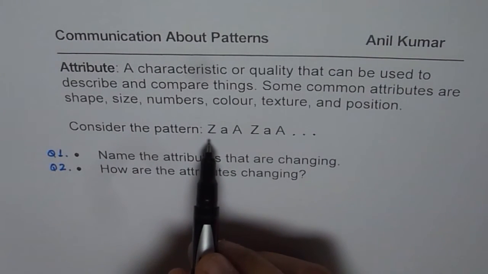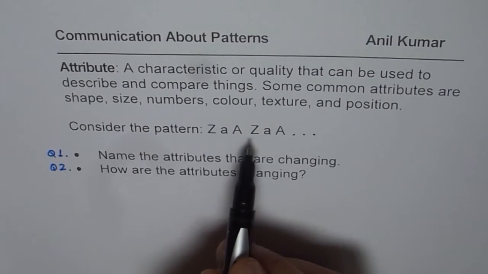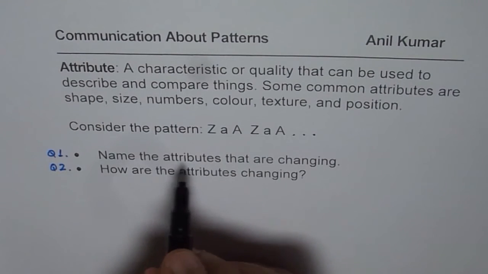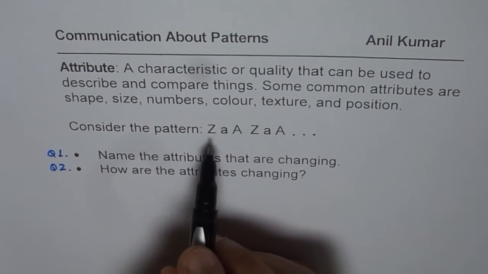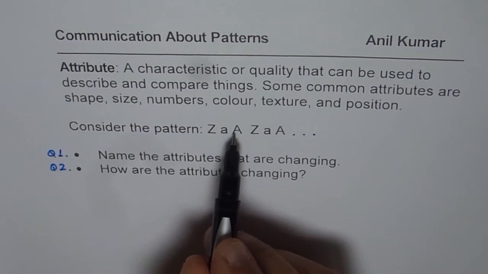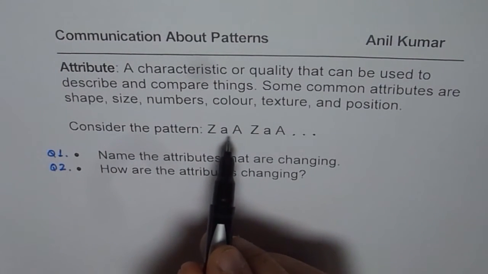So what do we see here? We see letters. And those letters are changing. Some are Z, some are A, right? So one of the attributes changing is letter. The other one is we have lowercase and uppercase. So the second attribute is case.